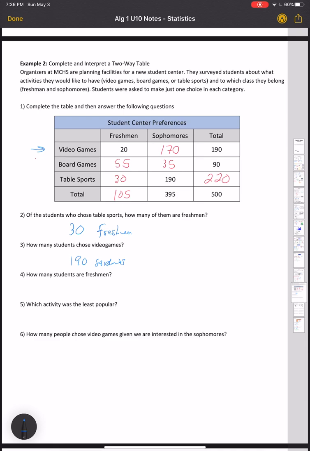How many students are freshmen? That's just looking for the total amount of freshmen. So that's 105. What activity was the least popular? So that's just saying out of the total, what activity was the least popular? That would be board games.